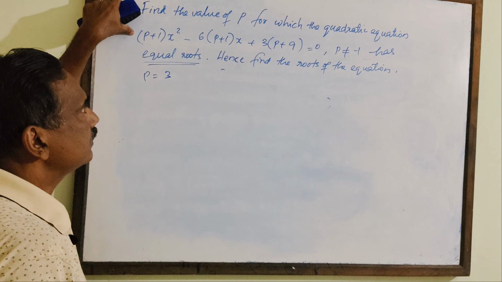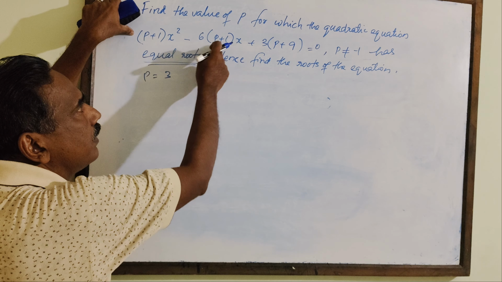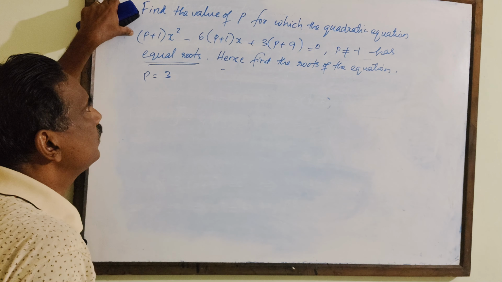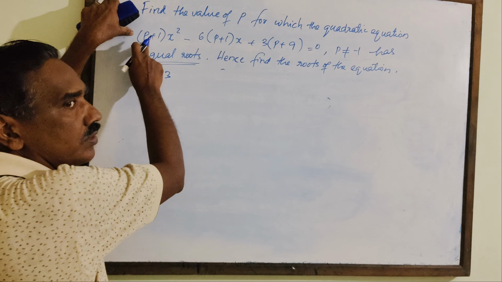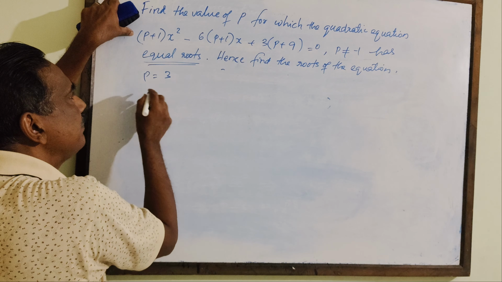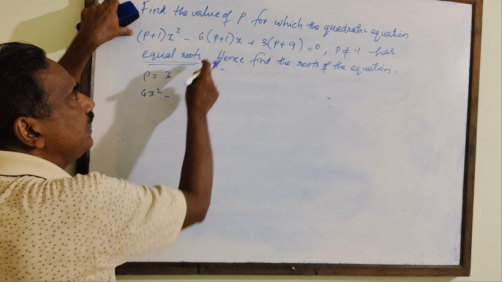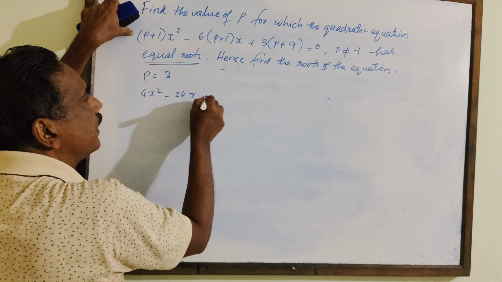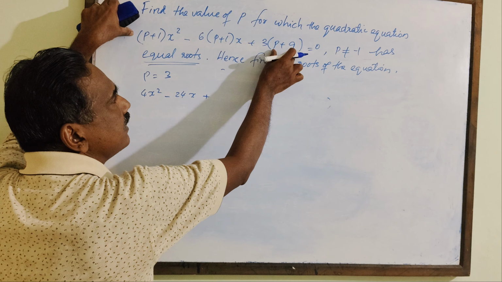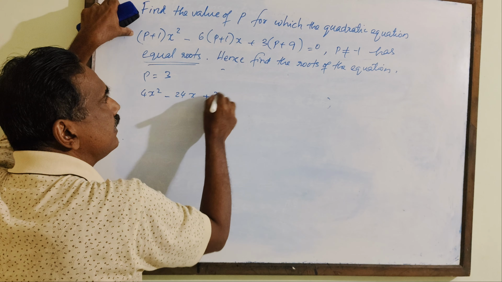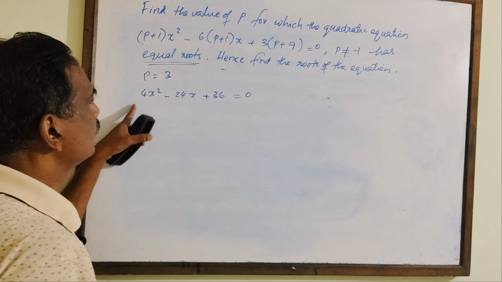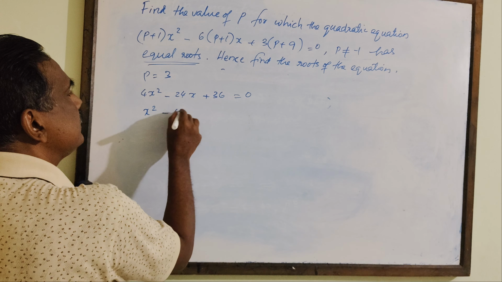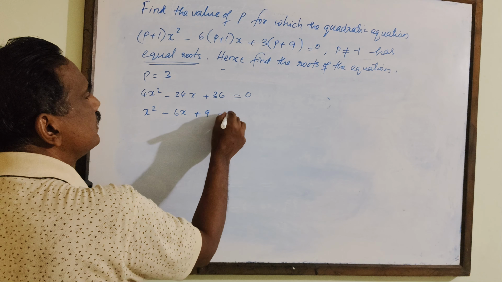This quadratic equation, p plus 1x square minus 6 into p plus 1x plus 3 into p plus 9 equal to 0 can now be rearranged because p is already known. P is 3, so this becomes 3 plus 1, that is 4x square, minus again p plus 1 is 4, 4 into 6, 24x, plus p plus 9, that is 3 plus 9, 12, 12 into 3, 36 equal to 0. Throughout cancel with 4, you are getting x square minus 6x plus 9 equal to 0.